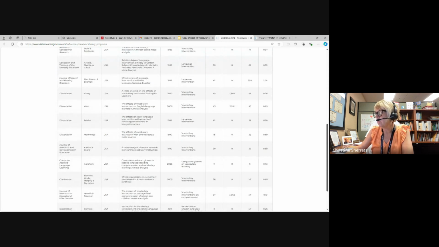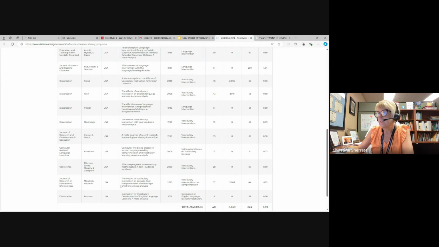But then we go down. This is a study, the impact of vocabulary instruction on passage level comprehension. It only had an effect size of 0.10. So I'm showing you this to show you that there are some strategies in vocabulary that are way more effective than other strategies. So we want to use those strategies that are appropriate.